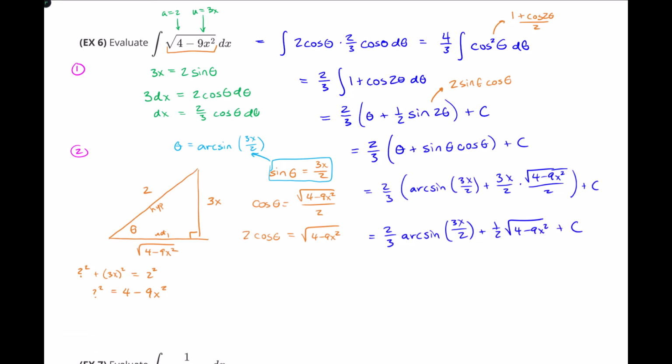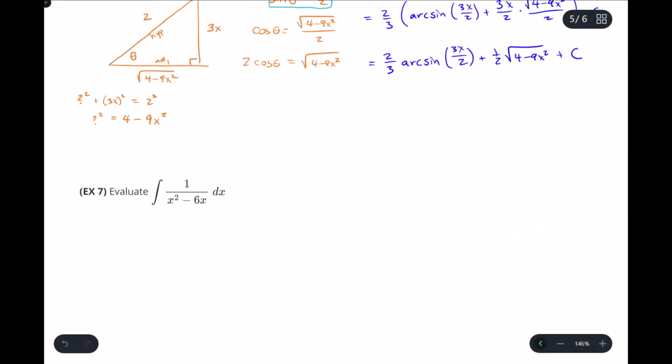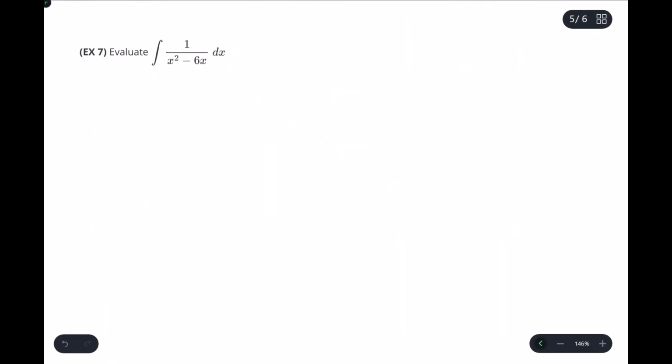And that's what we would do if this function here wasn't just x squared, if it was some other kind of function. All right? Let's look at another example. All right, here I have the integral of 1 over x squared minus 6x. Now, this example is one of the trickier ones you're going to run into.